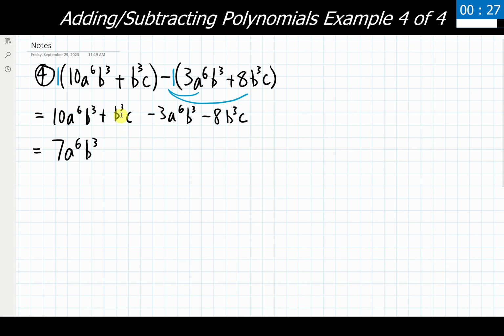I also have a b to the 3rd c minus 8b to the 3rd c. So this first one has an invisible 1 in front of it, so 1 minus 8, that's going to give me negative 7. So I'm going to have negative 7b to the 3rd c here, which makes my final overall answer for this 7a to the 6th b to the 3rd minus 7b to the 3rd c.